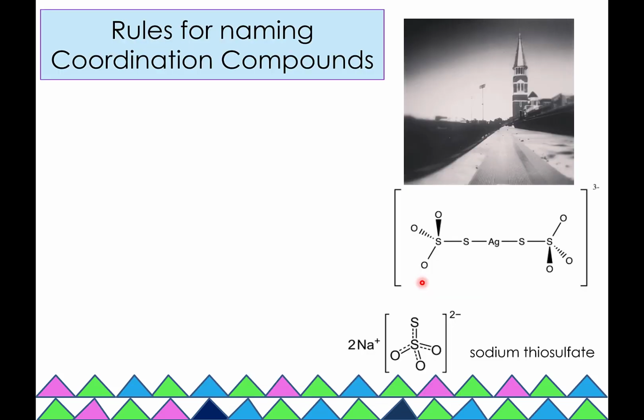Okay, so let's just jump right in and talk about the rules for naming coordination compounds. I thought I would use this example. We talked about thiosulfate, sodium thiosulfate, that's a fixer in silver photography. It removes unreacted silver from photo paper so that you can fix your image. So we're going to talk about the rules for naming coordination compounds with this context.